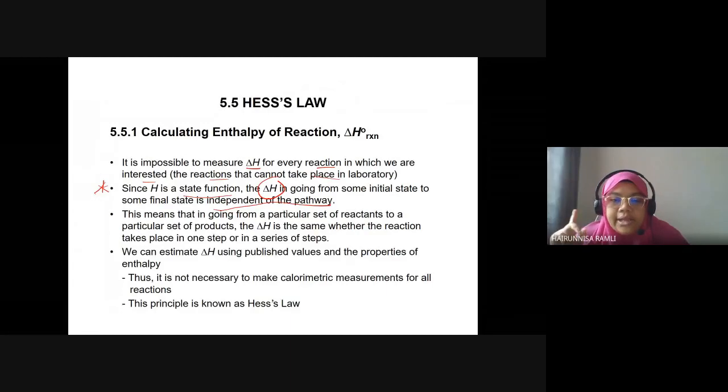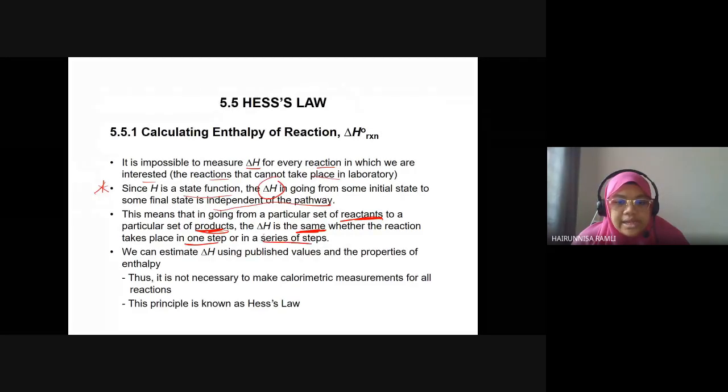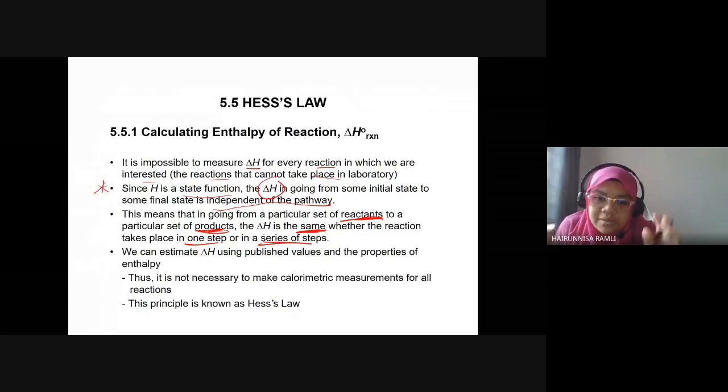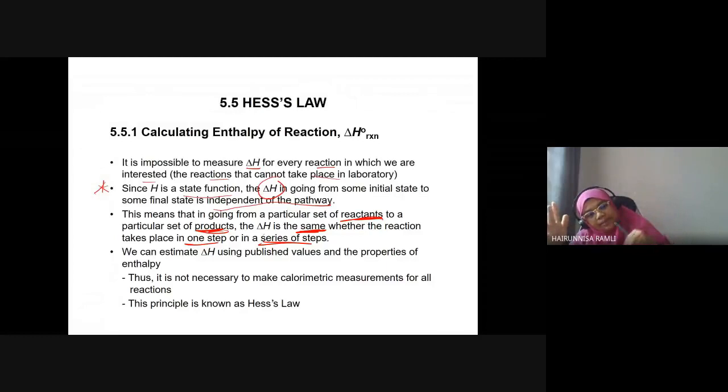Okay, so that's why you boleh relatekan balik dengan this delta H. This means that in going from a particular set of reactants to products, okay, daripada reactant you nak form products, the delta H is the same. Value of delta H tu sama, whether the reaction takes place in one step or in a series of steps. Maksudnya, satu step je, you dapat dah product. Satu lagi, daripada reactant, you kena dapat produk lain dulu. Daripada produk lain, you tambah dengan benda lain, you baru dapat balik produk yang you betul-betul nak. Itu series of steps kan. Tapi the value of delta H sebenarnya sama. Maknanya mungkin yang banyak step tu, you tambah, you dapat balik delta H yang straight tu. Itu maksud dia eh. So, we can estimate this delta H using published value.